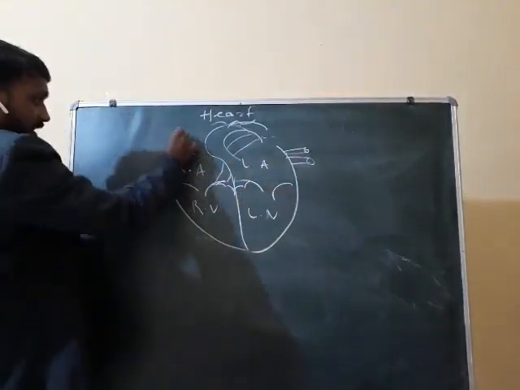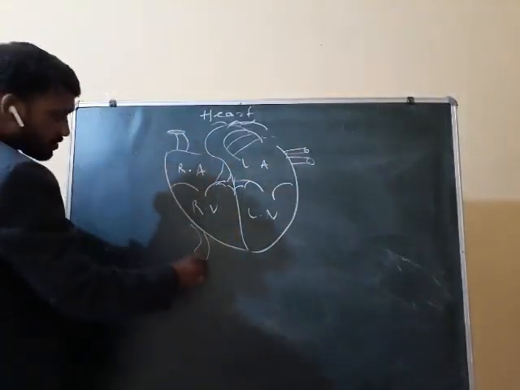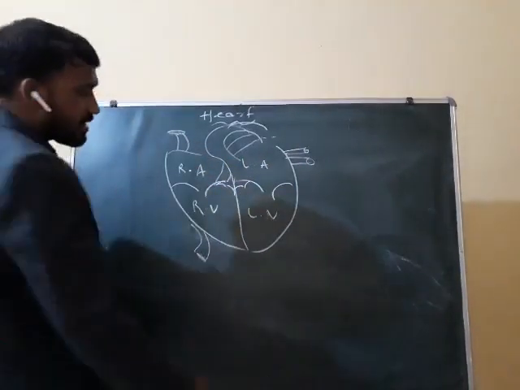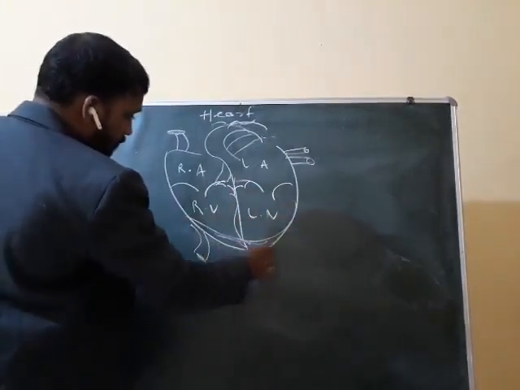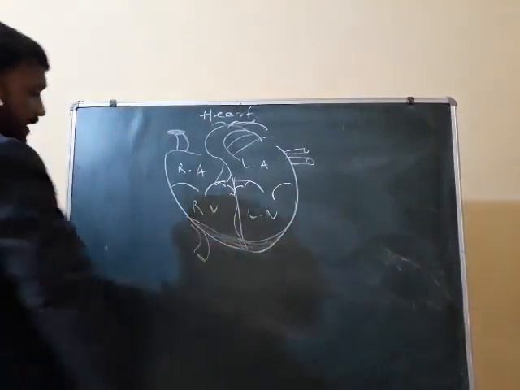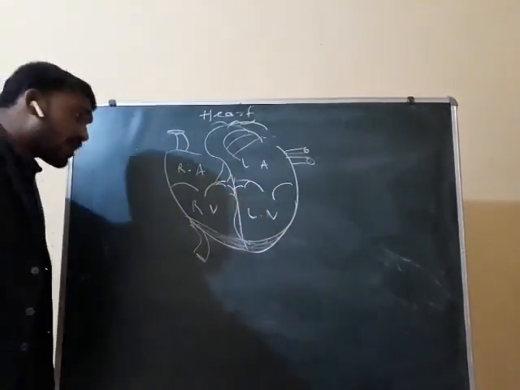Here bicuspid, tricuspid valve is there. Here superior, inferior vena cava is there. Okay, this wall is thicker wall. Ventricles wall is thicker. Why, I will tell later. First one, heart.